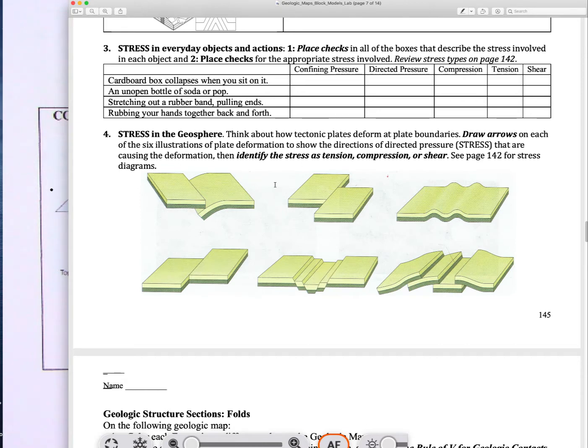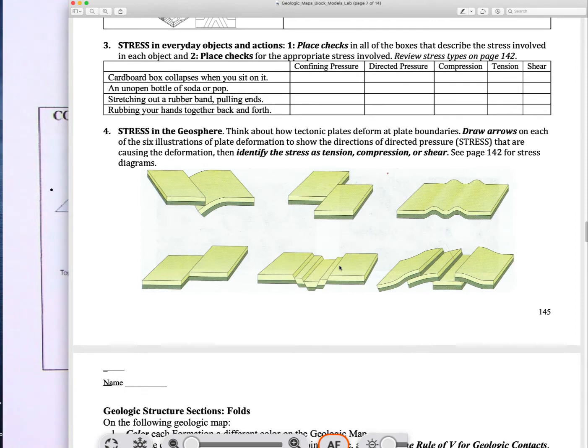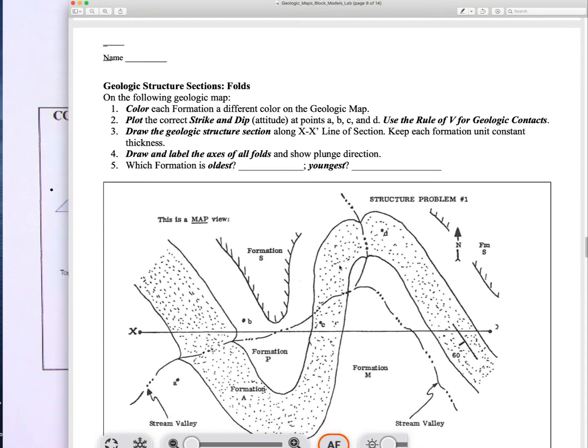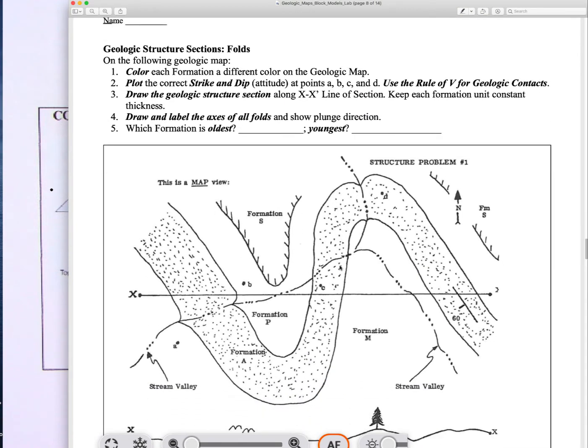So I want you to do that for each of these diagrams, right? One, draw the arrows, and then underneath here, for example, this will be compression. You'll draw two arrows going toward each other, and you would say compression here. I'll let you figure out these other ones as well. Now for this problem here, this is an interesting problem, and this is where we're going to use the rule of V's. So let's go to the document camera here.